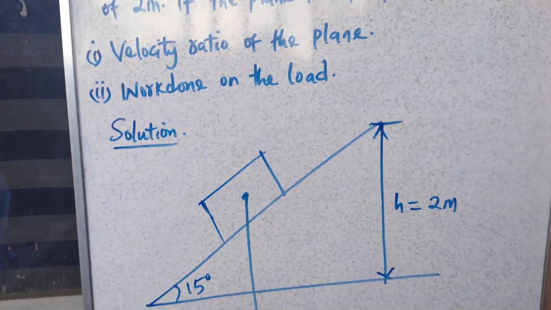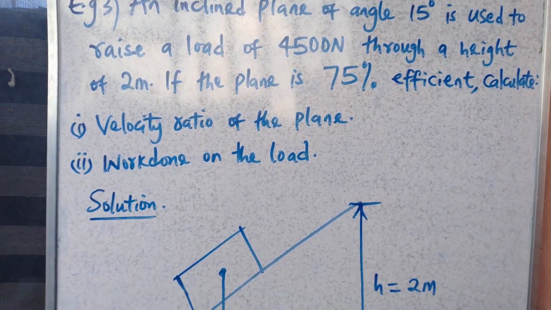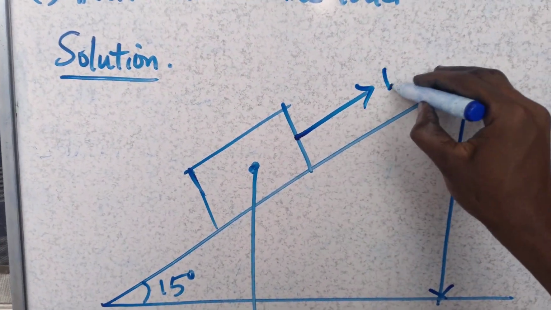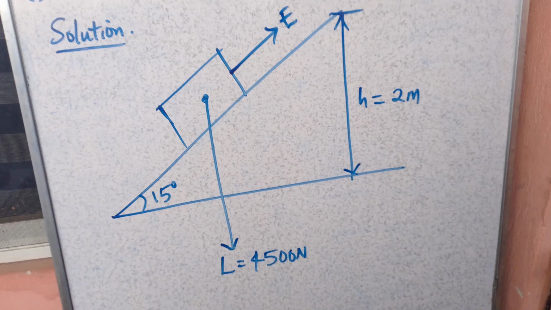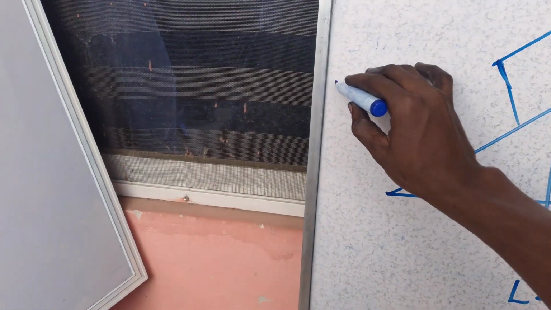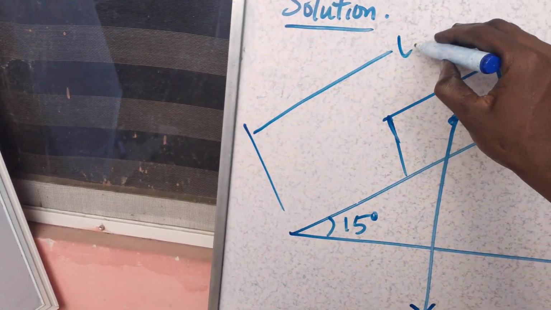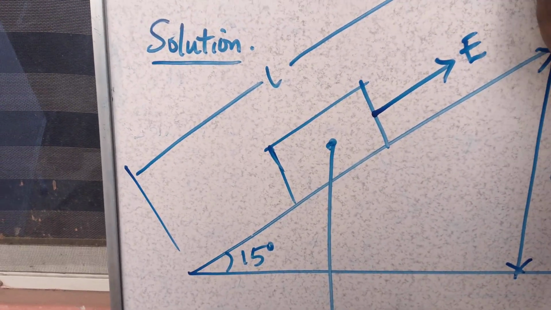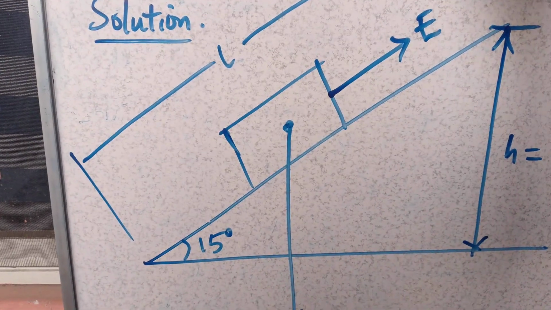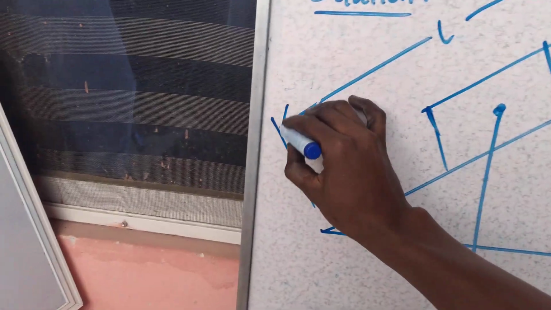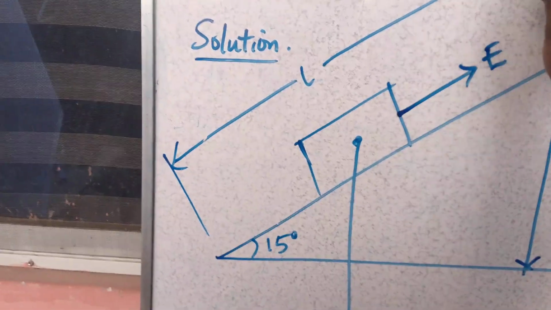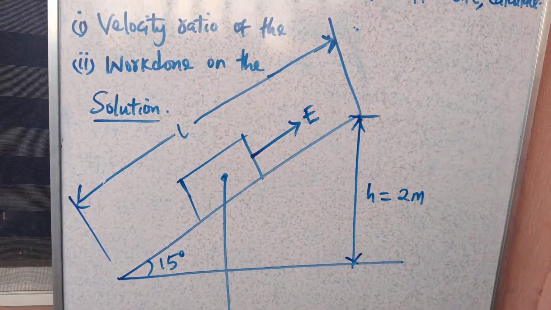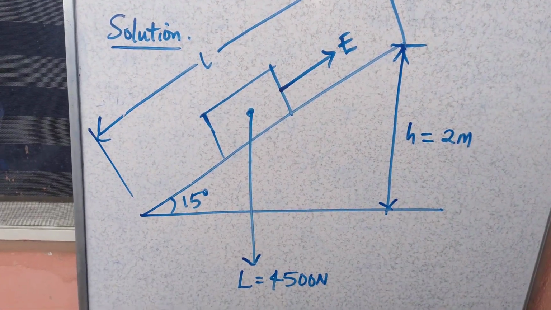Alright? If the plane is 75% efficient, calculate the velocity ratio of the plane. So we know that an effort will be applied here that will cause this block to move upwards. Okay? And this one now will show you the length of the inclined plane, which is the distance from here to here. From here to here shows you the length of the inclined plane.